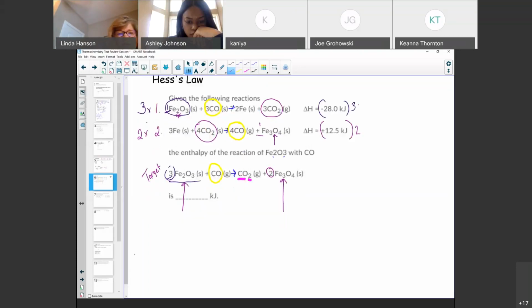Now we can prove this to ourselves. I'm going to rewrite equation 1, but by distributing a 3. So I have 3 units of Fe2O3 plus 3 times 3 is 9 carbon monoxides. 3 times 2 is 6 Fe's. And 3 times 3 is 9 CO2s. And of course, delta H will be 3 times negative 28.